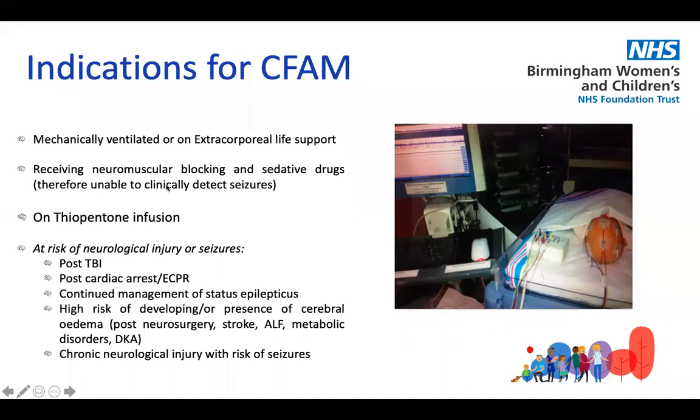If you're muscle relaxed or sedated, or on a thiopentone infusion for any reason, you must have some CFAM monitoring on. And then any of these patient groups that you can see are at risk of a neurological injury that puts them at risk of seizures.